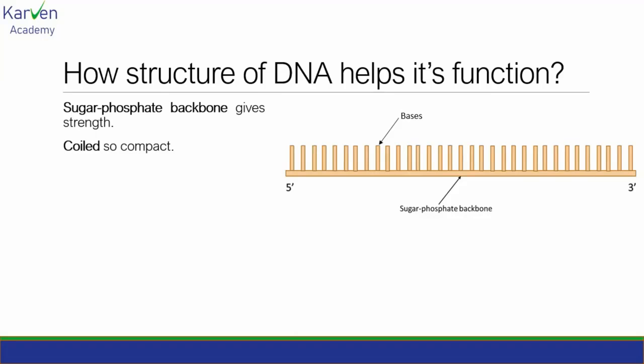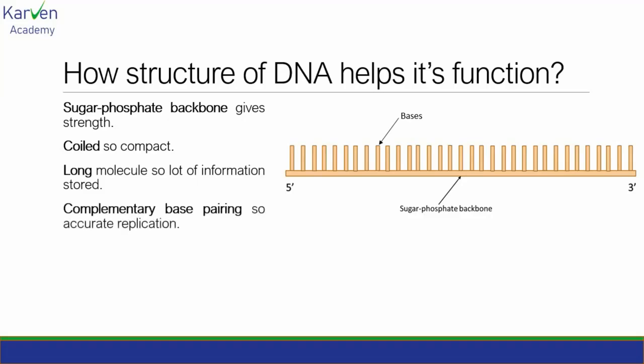DNA is a compact molecule because it's coiled, and because it's a very long molecule, a single strand can store a lot of information. The complementary base pairing of DNA allows for accurate replication, like I said before, and this also enables DNA to carry out its function very well. And the weak hydrogen bonds, like I said before, mean that the bonds can be broken easily for DNA replication.